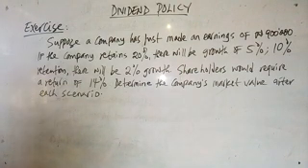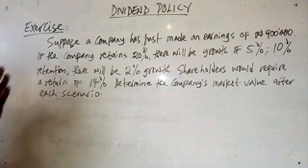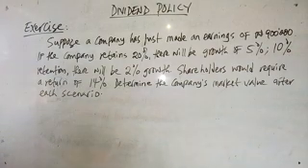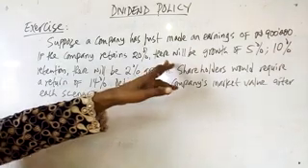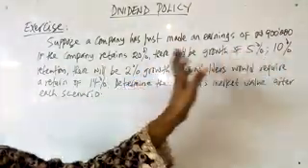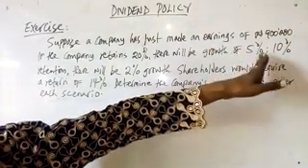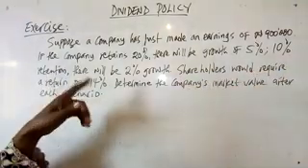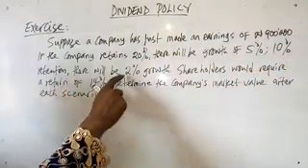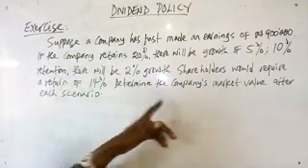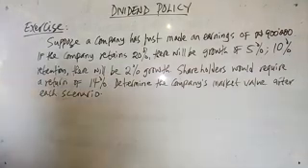The question goes thus: suppose a company has just made an earnings of 900,000 naira. If the company retains 20%, there will be growth of 5%. If the company retains 10%, there will be 2% growth. Shareholders will require a return of 14%. Determine the company's market value after each scenario.